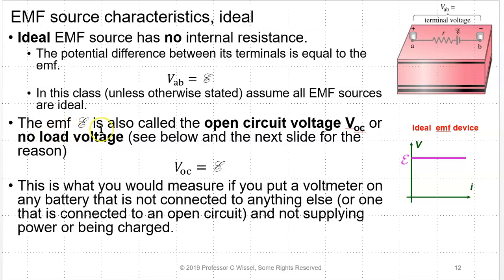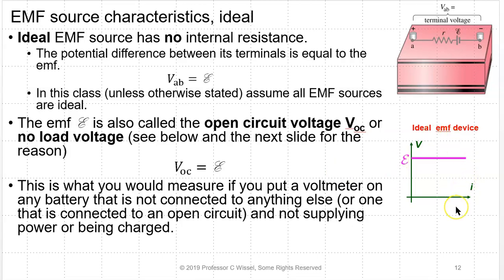The EMF E is also called the open circuit voltage or no load voltage, and we'll explain that later. So VOC is the EMF, or the no load voltage. This is what you would measure if you put a voltmeter on any battery that is not connected to anything else, or one that's connected to an open circuit and not supplying power or being charged. So in other words, the current in the battery is 0.